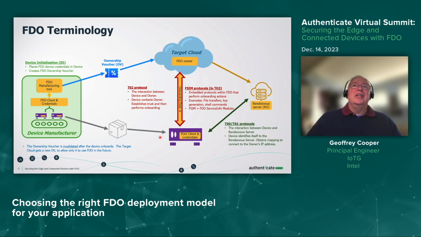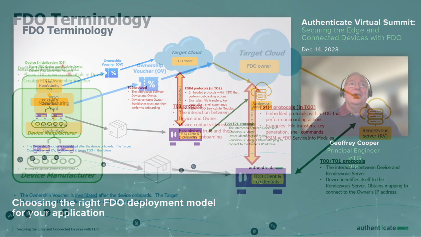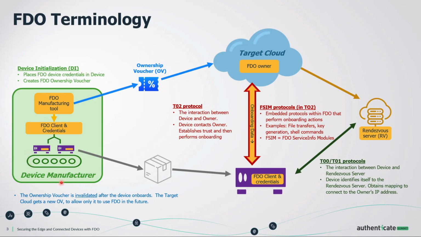So here was the solution that we described, and I'm not going to go through it all again, but I wanted to mention some of the pieces. We have this DI protocol, device initialization protocol, that we use to initialize devices in manufacturing. And that generates an ownership voucher, which is this sort of ticket that allows you to decide which cloud is going to be the FDO owner and onboard the device. This ownership voucher is used only for one onboard, and then it invalidates itself, so that if it was seen during the supply chain, it disappears.